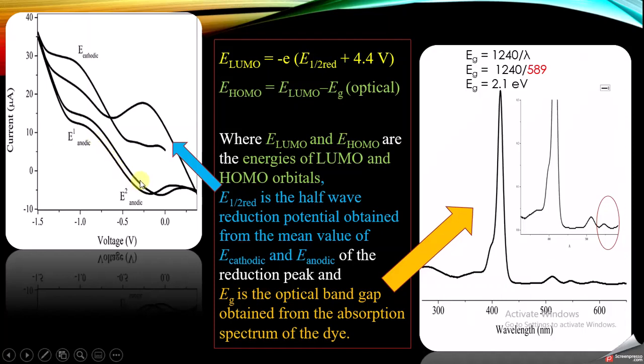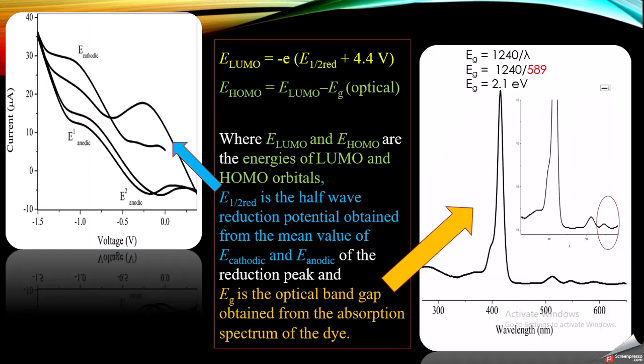Further, this CV also gives another, second anodic peak. So we want to determine the half-wave reduction potential from this cyclic voltammetry. What is the half-wave reduction potential? It is actually the mean value of E cathodic and E anodic. It is determined by taking the mean value of this peak potential and this peak potential, and that will give you the value of E half-wave reduction. By putting it into the first equation, you will get the value of E LUMO, that is the LUMO energy of the molecule.